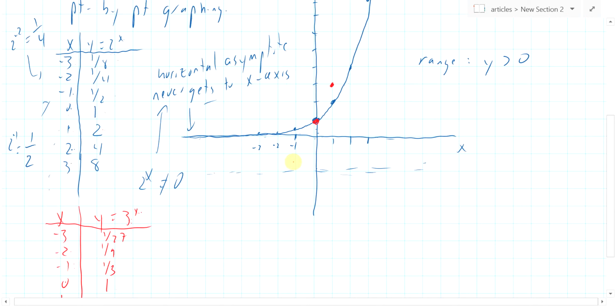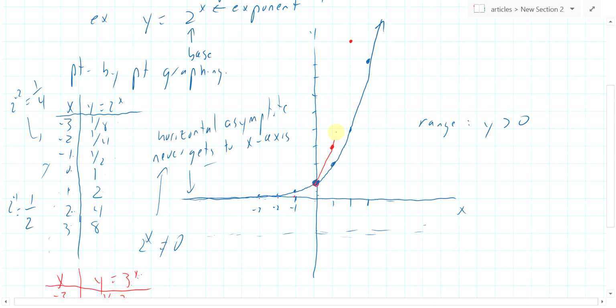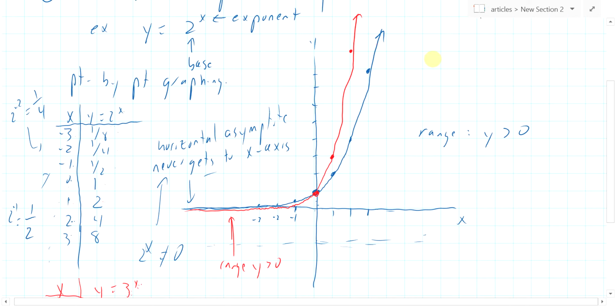Going backwards for negative numbers, well, if x equals minus 1, then we get 1/3 versus 1/2. So it's actually going to be a little bit below there, a little bit below there, a little bit below there, except we're getting so close to the x-axis it's hard to tell. So 3 is bigger than 2, so y equals 3 to the x grows faster. It also dies off faster. But like y equals 2 to the x, range is strictly greater than 0, and it grows a little bit faster. So this red one is y equals 3 to the x. The blue one here is y equals 2 to the x.